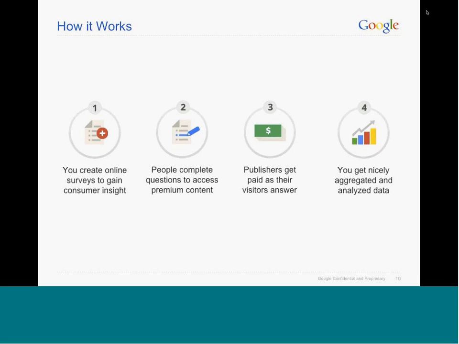So how it really works is you go online. It is a self-service tool. You go online to build surveys. People complete questions to access the content, as you saw me do. Publishers make a little bit of money. And most importantly, you get back not just a bunch of raw data that you have to work with yourself, you actually get back fully analyzed data along with insights and the ability to cross-tab by demographic, all of which we'll talk about in a moment.